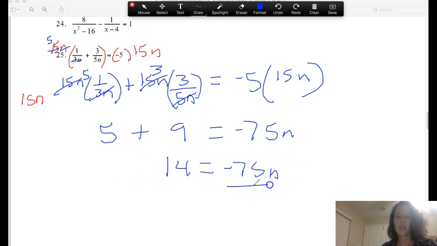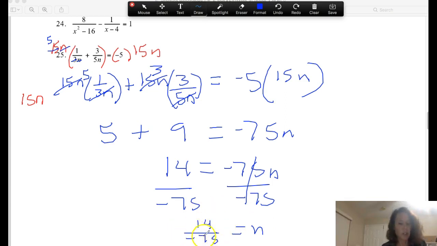Then divide both sides by -75. n is going to equal 14 over -75. Now you can leave this as a fraction or change it to a decimal, but just check it. Is 14 over 75 going to make that 0? No. Is 14 over -75 going to make that 0? No. So this is a solution and you're good.